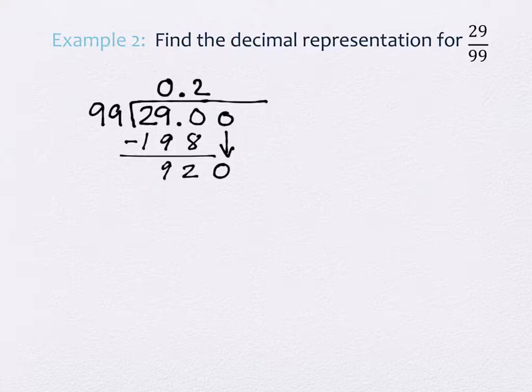So how many times will 99 go into 920? It is 9. What's 9 times 99? 891. And if you subtract, what do you get? You get 29. Have you seen a 29 before? We actually started with it.